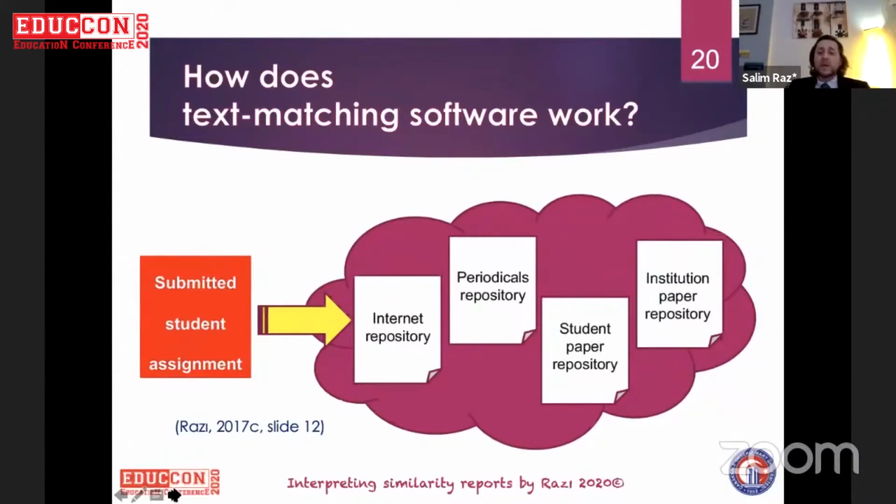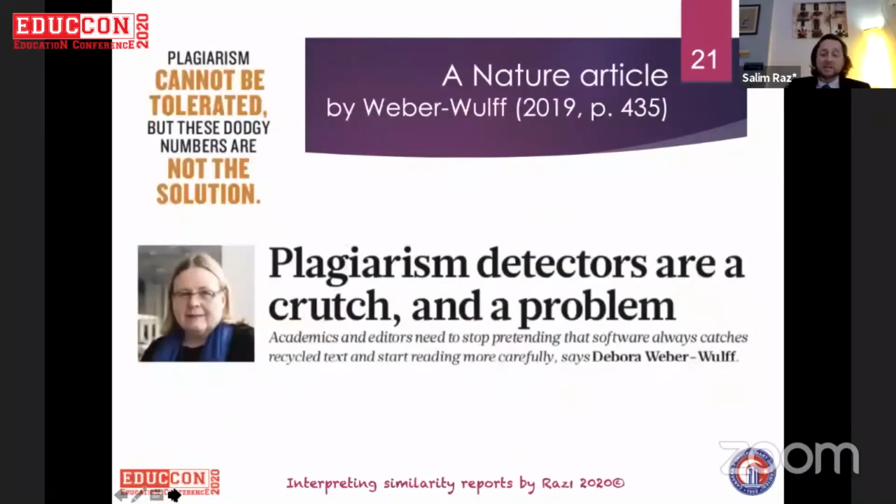Finally, the fourth one will be institutional paper repository. So the students at the same institution will be collected in the same pool so that, for example, for the further year students, they won't be giving their assignments to the other students.